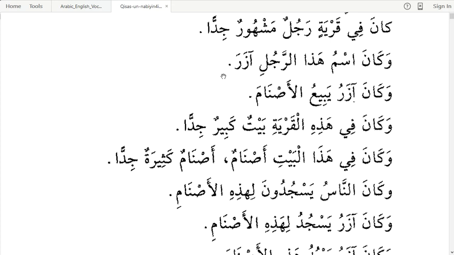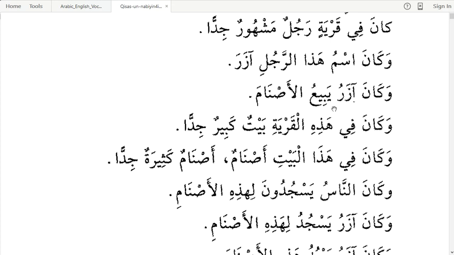And then azara. Azara is actually the khabar of kana. So it's in the mansub state. And another thing is that azar is, you could say, the badal of ar-rajul, or hadha ismu hadha rajul. So you could say that this man's name was Azar. Okay, this man's name was Azar.